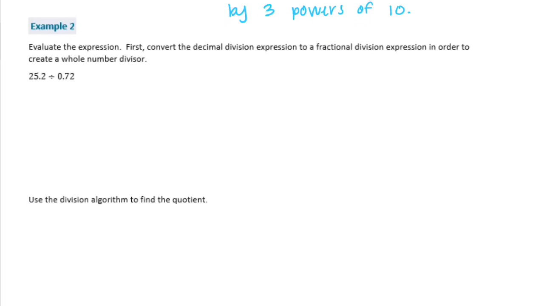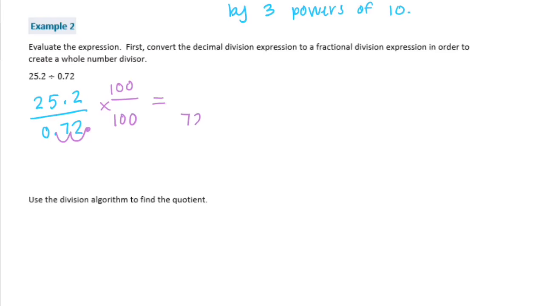Okay, example 2. Now we're going to actually evaluate the expression. We don't have to write those long explanations anymore, but we do have to actually solve the problems. It says, evaluate the expression. First, convert the decimal division expression to a fractional division expression in order to create a whole number divisor. So we're just doing what we did above. So 25 and 2/10 divided by 72 hundredths. I need to make the divisor a whole number, which means I need to move 2 powers of 10, or 100. What I do to the divisor, I also have to do to the dividend.